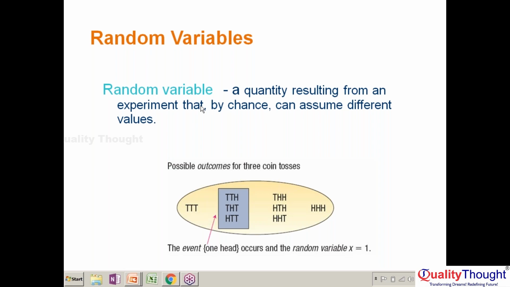So now, coming to the random variable: a quantity resulting from an experiment that by chance can assume different values. Yes, the random variable is the one variable which holds different values based upon the situation. When you are tossing a coin three different times, the combination that you get keeps on changing. Obviously, this can hold a random variable.